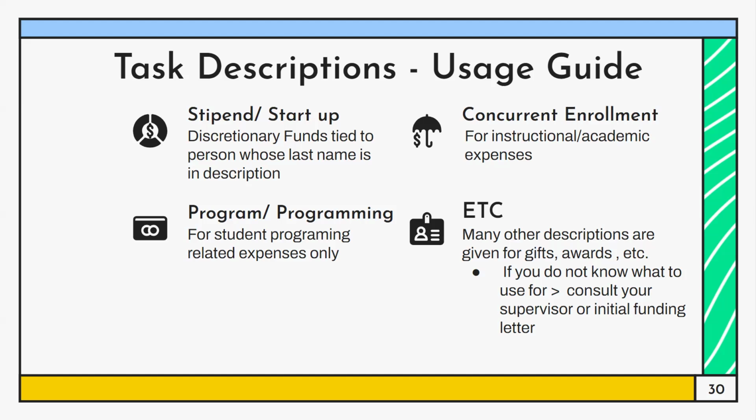If you don't know what to use it for, you can consult your supervisor, the initial funding letter, or if you can't get to any recommendations on one of those avenues, then you can reach out to our fiscal operations manager and she can help you identify what you should be using that COA for.